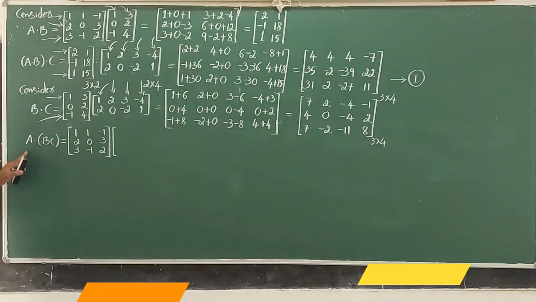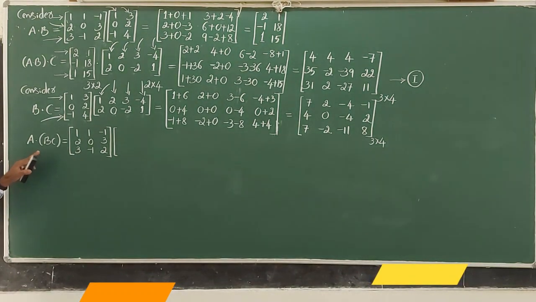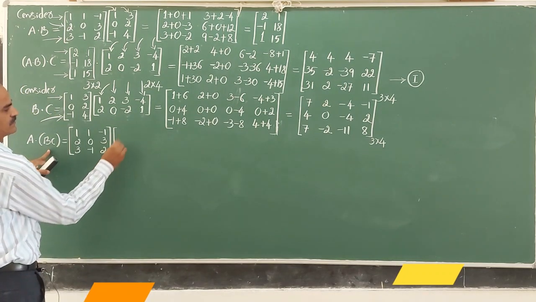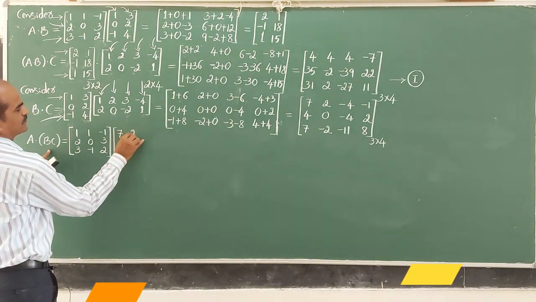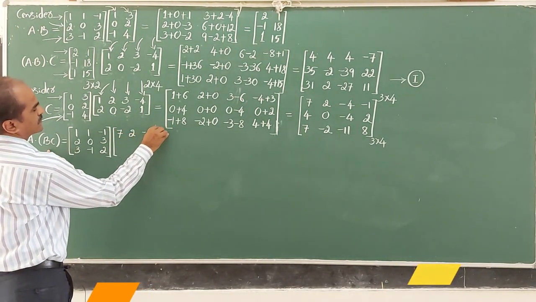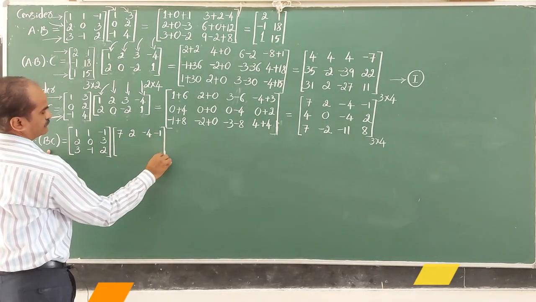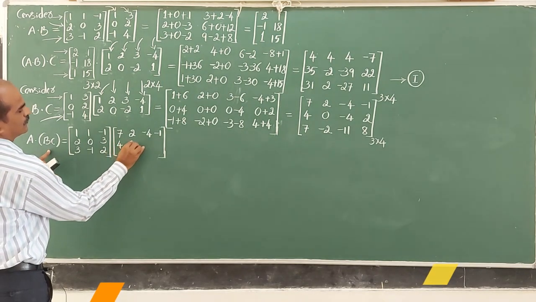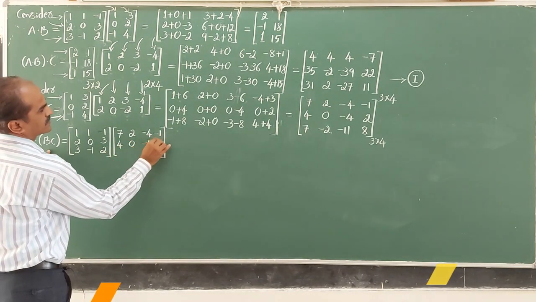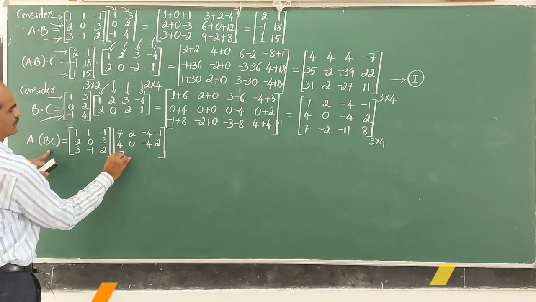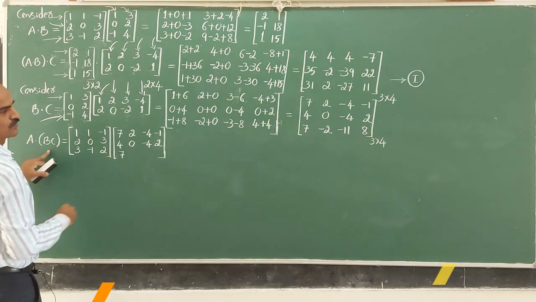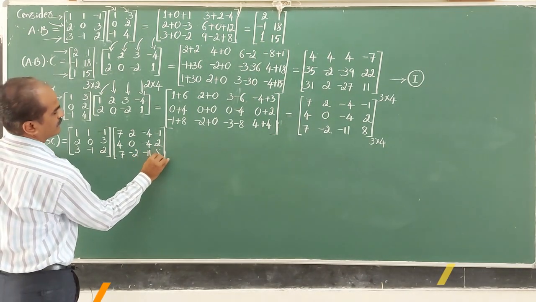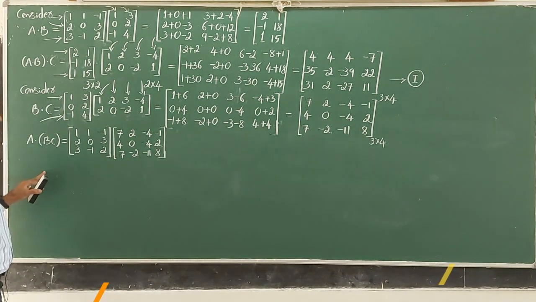Now I have to consider A into BC. I have written matrix A, and BC we just determined. Let me write here. First row: 7, 2, minus 4, minus 1. Second row: 4, 0, minus 4, 2. Third row: 7, minus 2, minus 11, 8. Let us multiply these two matrices.